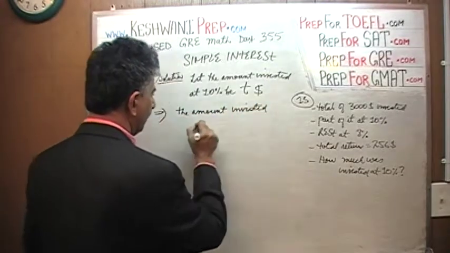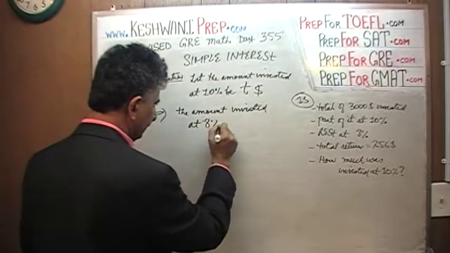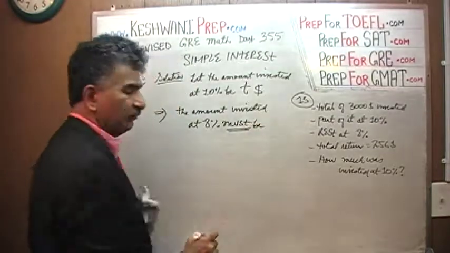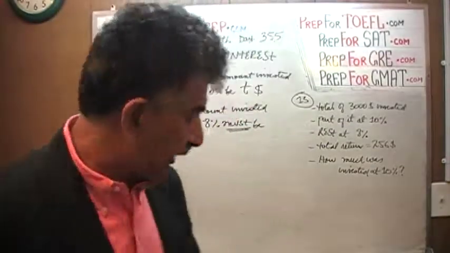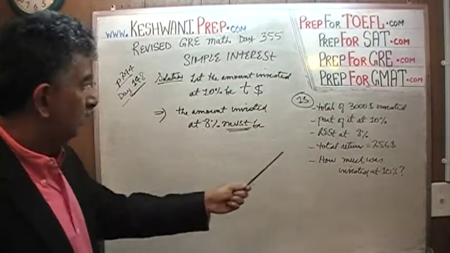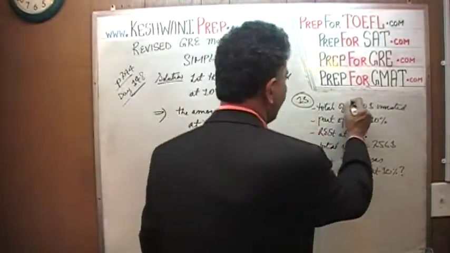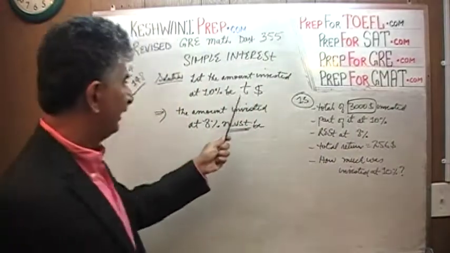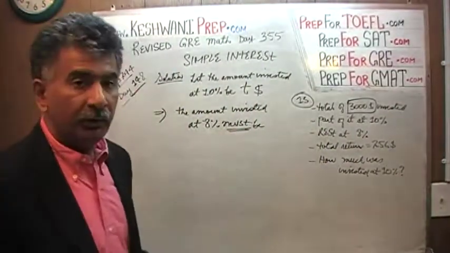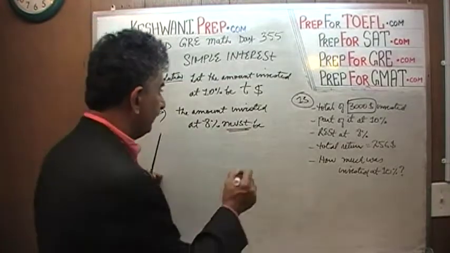invested at 8% must be whatever is left over. We have a total of $3,000. Well, if you invest $t at 10%, the leftover is 3,000 minus whatever you invested at 10%, 3,000 minus t.